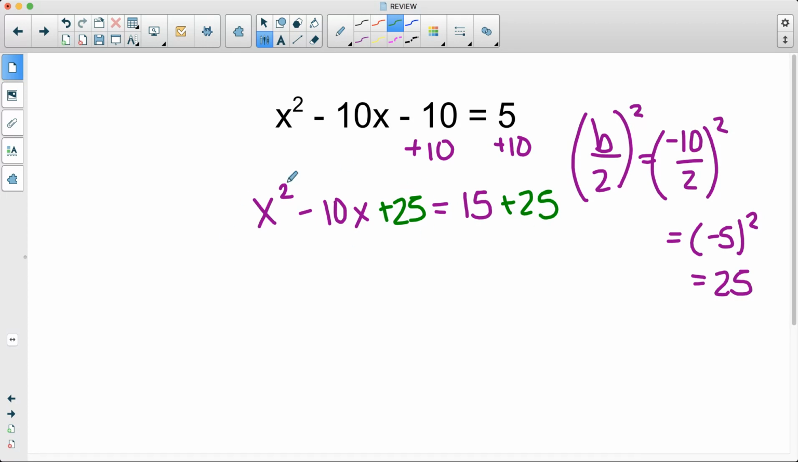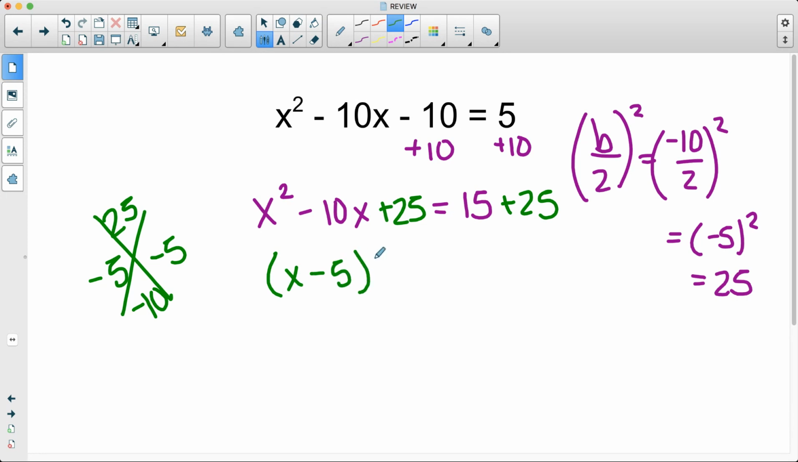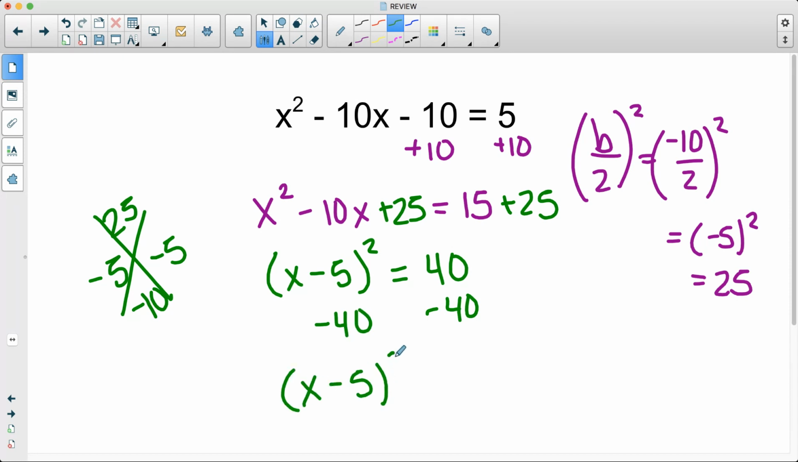Over here on the left, I have a perfect square trinomial. So two numbers that multiply to 25 and add to negative 10, in this case, since this is minus 10x. Since that b term is negative, I need both of my signs to be negative. So this is going to be x minus 5 to the second power is equal to 15 plus 25, which is 40. I need to get this set equal to 0, so I'm going to subtract 40 from both sides. So I have x minus 5 to the second minus 40 equals 0.